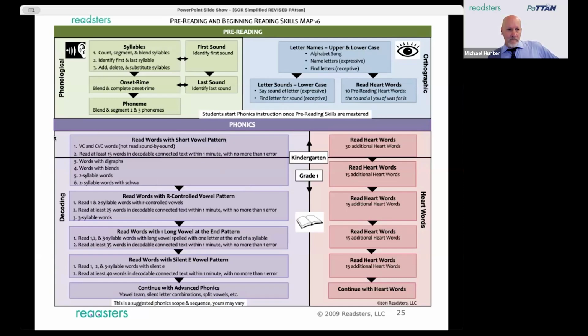We break the map into pre-reading skills, which is the top bar and the two boxes underneath of that. And then phonics, which is word recognition or decoding, and that's divided into two boxes under the purple bar.